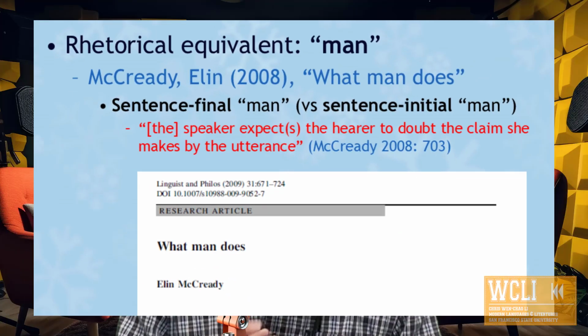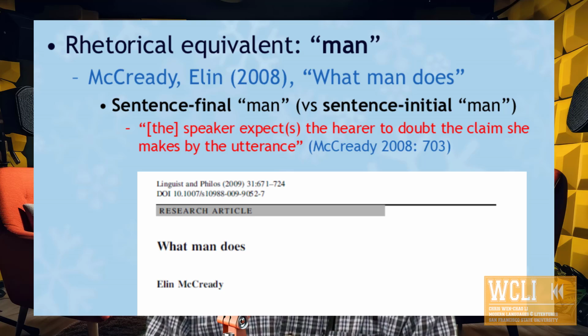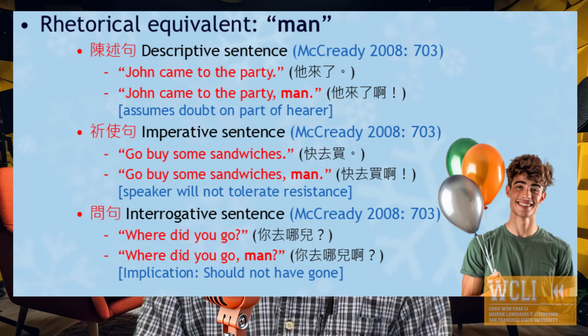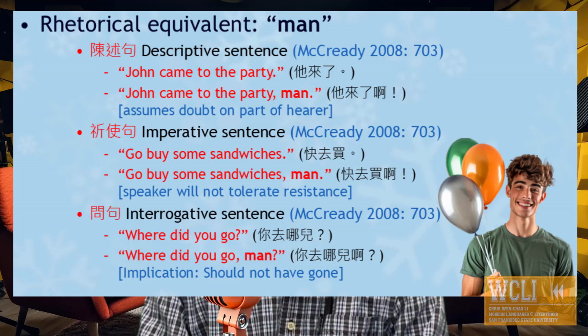And it is this explanation of 啊 that we will be adopting in this video. Are there any particles that serve a function similar to Mandarin 啊 in the English language? Of course there are. The example that immediately comes to mind is the sentence final particle man. Now, in an article interestingly titled What Man Does by Ellen McCready, the author describes man as indicating that the speaker expects the hearer to doubt the claim she makes by the utterance. Let me give you some examples. John came to the party versus John came to the party, man.